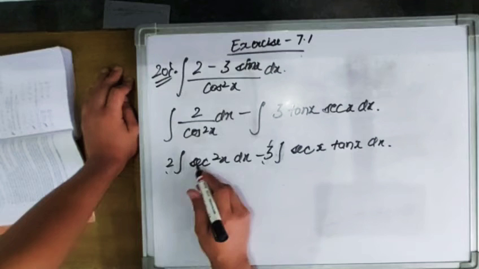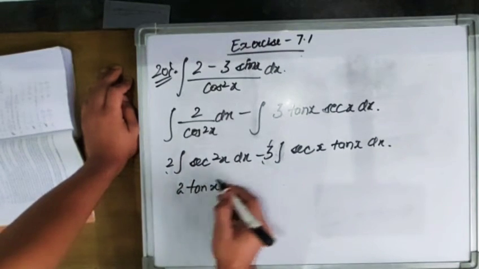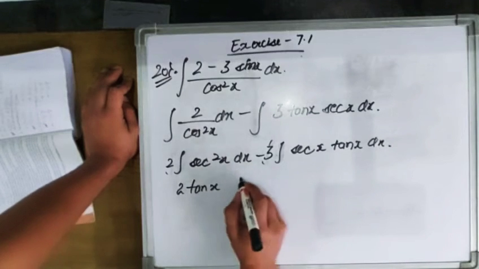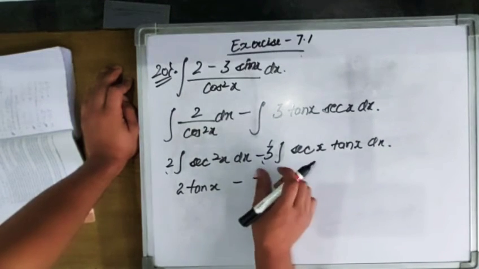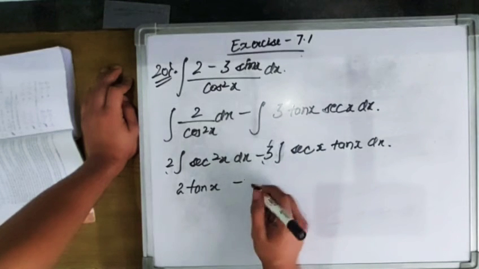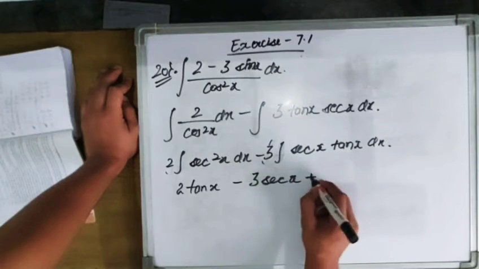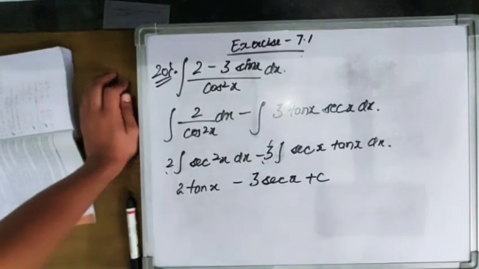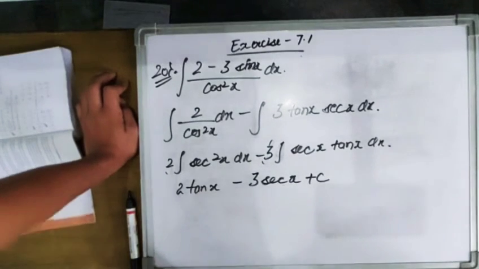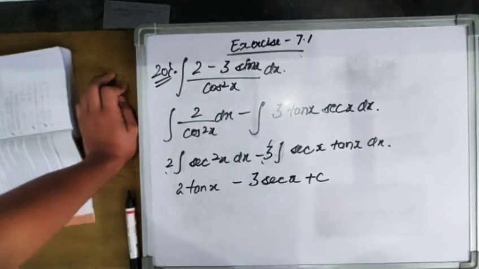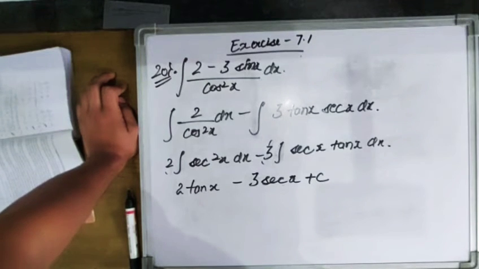So the integration of secant square x is tangent x, and with the 2 as it is, we get 2 tangent x. The integration of secant x tangent x is secant x, so we get minus 3 secant x plus c. So this was our 20th question. It seems quite easy, but it isn't actually that easy, so you need to try it out yourself to understand it quickly.